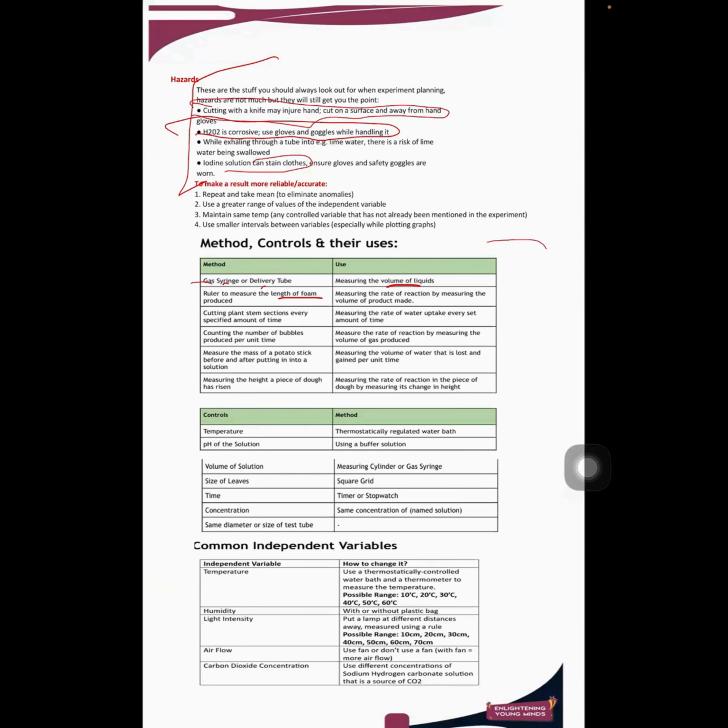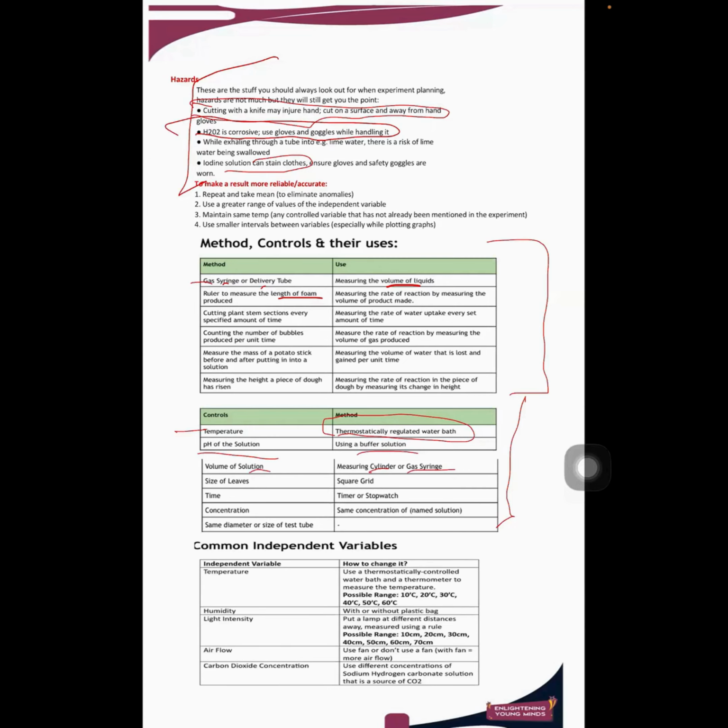Next, these are some methods and their controls and how to use them. You have to mention this. For example, how to control temperature? Very common question: using a thermostatically regulated water bath. How to control the pH: using a buffer solution. How to control the volume of solution: measuring cylinder or gas syringe.